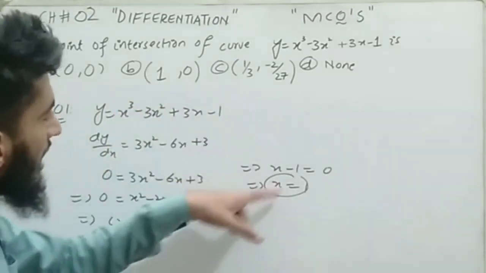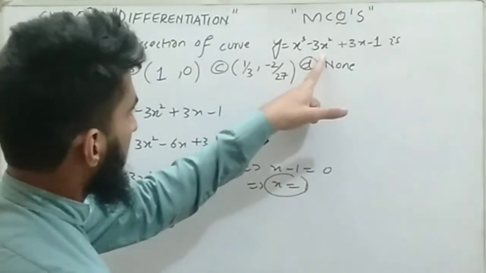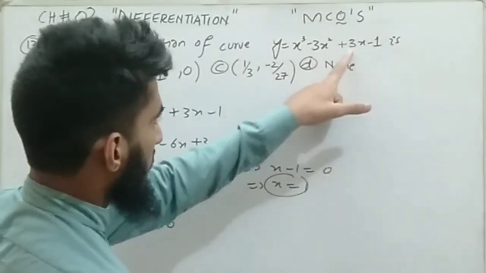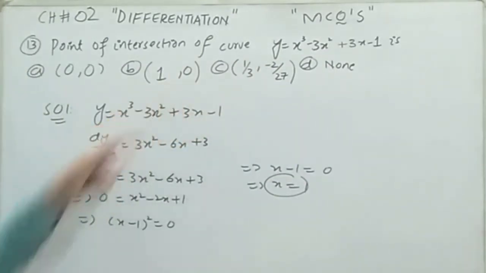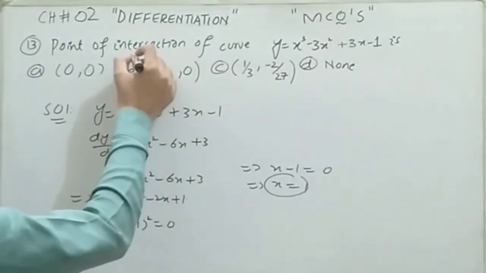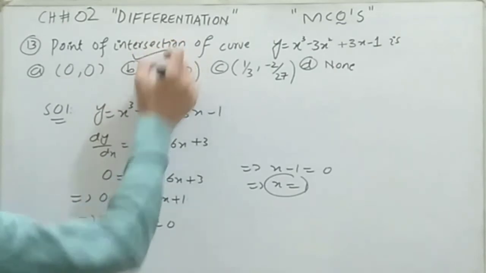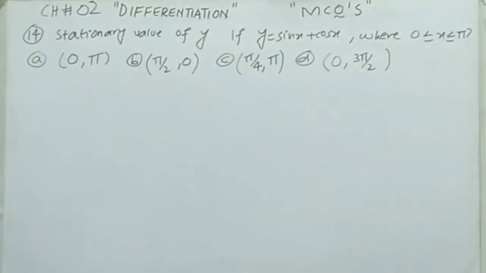So by putting the value of x equal to 1, it becomes 1 minus 3 gives us minus 2. And minus 2 plus 3 gives us 1, 1 minus 1 gives us the value of y equal to 0. So the value of y is 0 and x is 1, so the correct option will be option number B. So the point of intersection is (1, 0). Now move toward MCQ number 14.